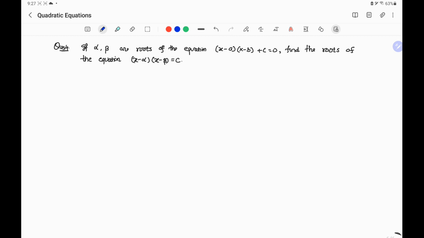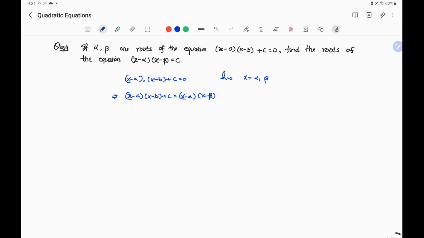Fourth question is, if alpha and beta are roots of the equation x minus a into x minus b plus c equal to 0, find the roots of the equation x minus alpha into x minus beta equal to c. The given equation is x minus a into x minus b plus c equal to 0, and it has two roots that are x equal to alpha and beta. So we can write the equation in terms of its roots as x minus a into x minus b plus c equal to x minus alpha into x minus beta.